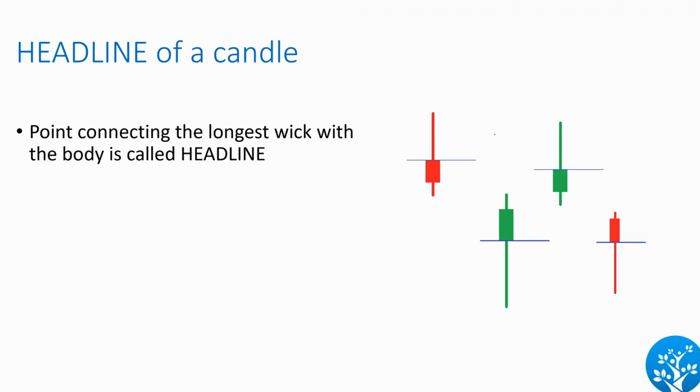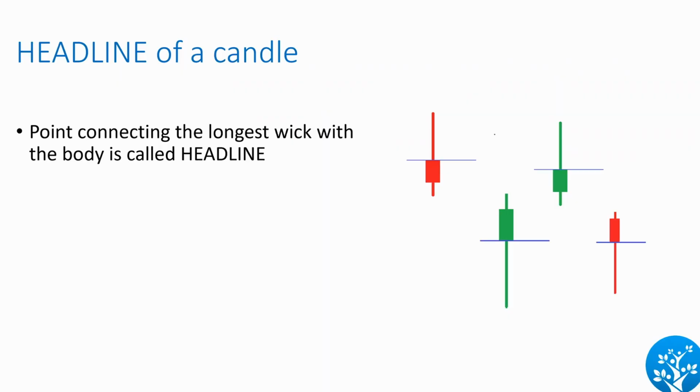You can see all the four examples. In the first example, the red candle, you can see the body is over here and the long wick is at the very top. The body and the long wick are connected by this blue line. That blue line is the headline. In all the green examples, if the long wick is on the upside, the blue line is at the close. If the long wick is on the downside, the blue line is at the open of the candle.